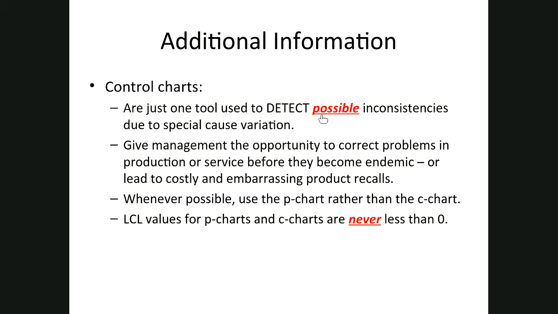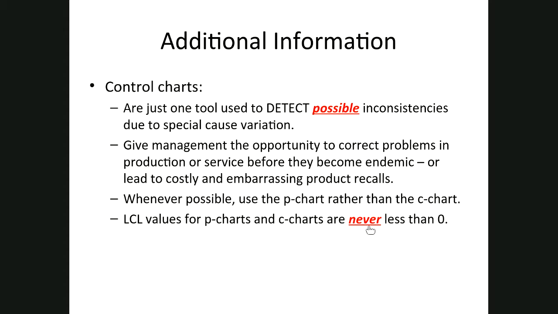So it gives management the opportunity to correct those errors that might arise. In the case of our attribute control charts, 2 things. Whenever possible, you should use a P chart rather than a C chart. The statistical properties of the P chart are a little bit more stable. And when you have the opportunity to use a P chart, you should use the P chart.